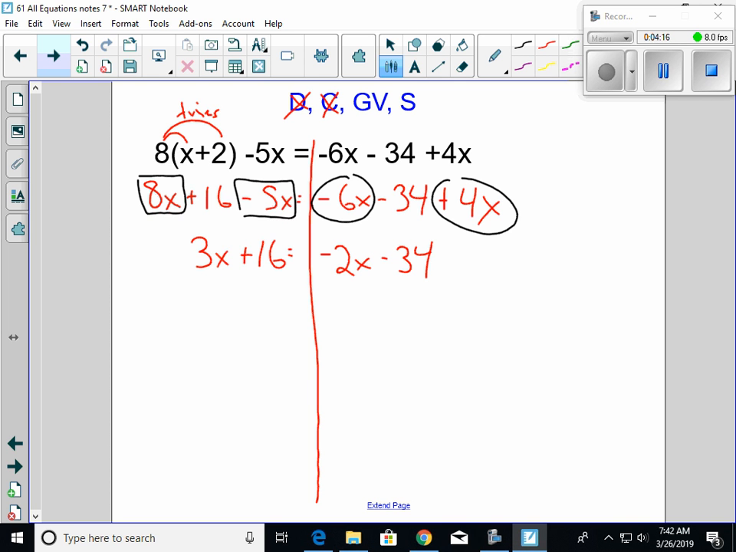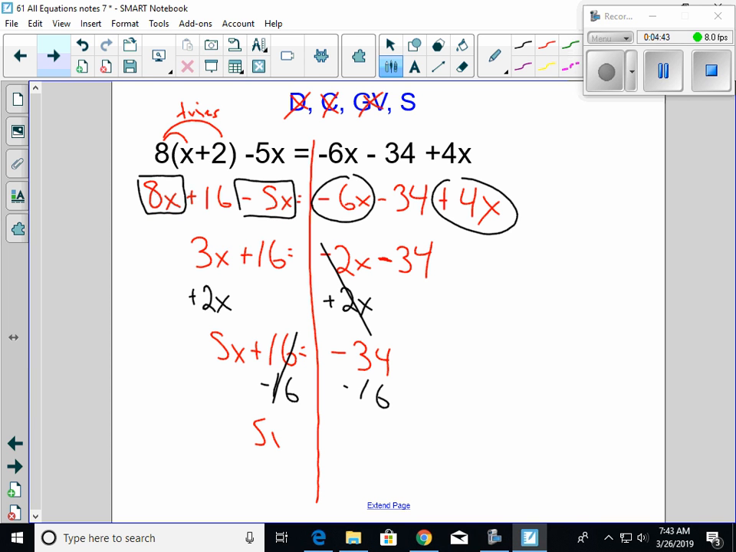Get the variables to the same side. You can't combine them when they're on opposite sides. You have to do the opposite of minus 2x to bring it over. 5x plus 16 equals negative 34. Don't forget that negative sign. And then we can solve this. Get rid of addition by doing subtraction. Divide that 5, and x equals negative 10.